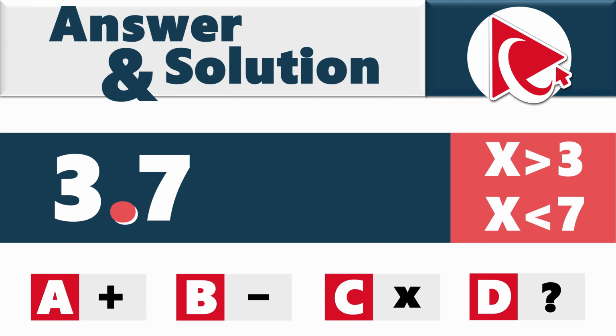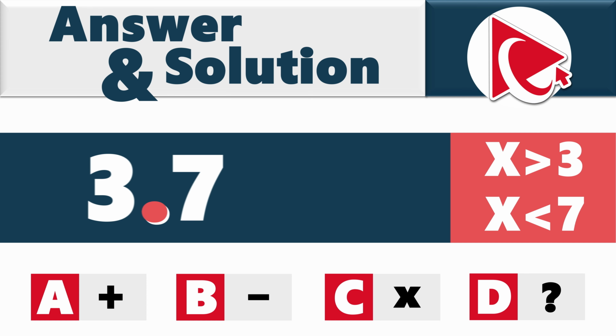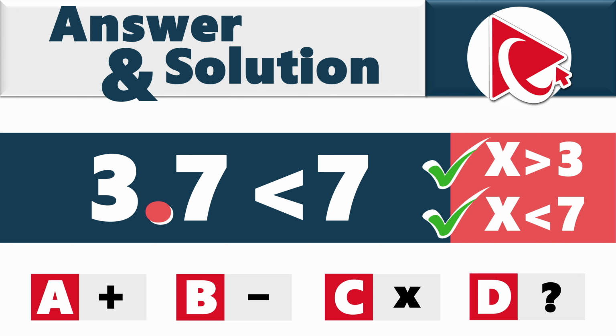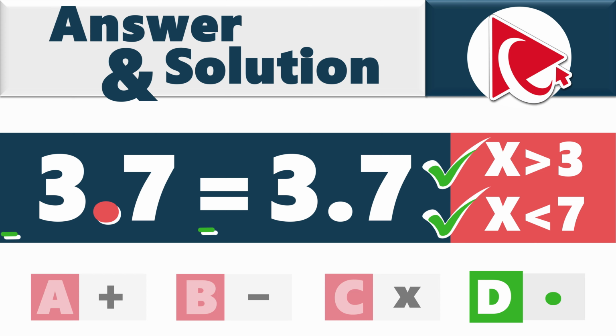All we need to do now is to verify the answer. 3.7 is greater than 3, and 3.7 is less than 7. So the correct answer here is the dot sign, and the answer is 3.7.